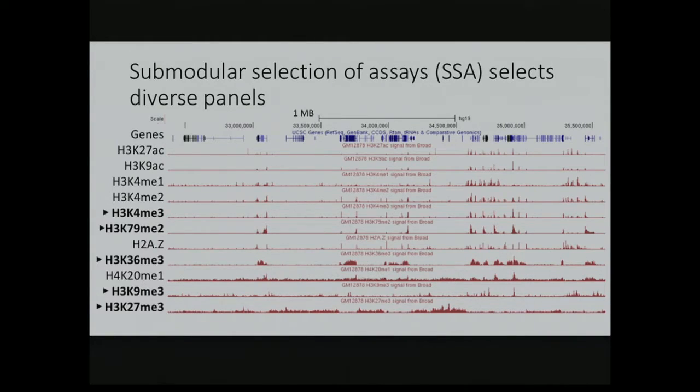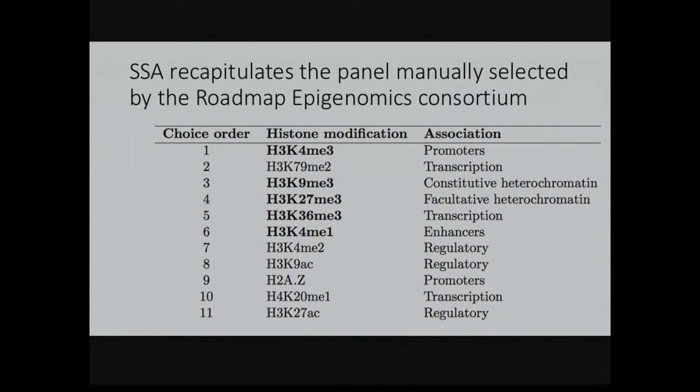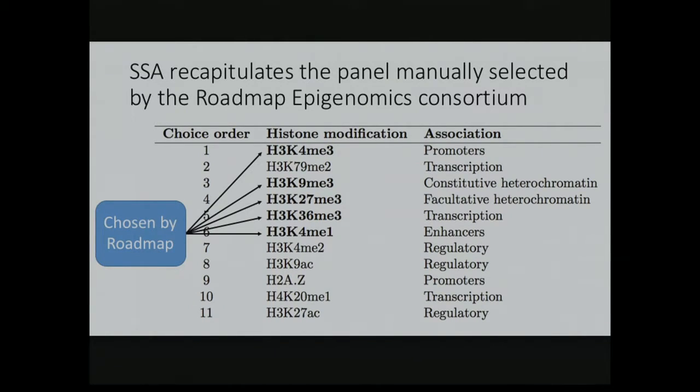But just visually, obviously, it's not going to be very easy to say whether this is a good panel in any absolute sense. So one thing that we did was go and look at what a panel of experts had decided. Here is the choice order for our submodular optimization procedure. If we look at what the people in Roadmap decided to choose, they actually chose these 5, so 5 out of the first 6 that were selected by this procedure. So that's at least encouraging. Also not proof, but it seems like there's at least some agreement there.